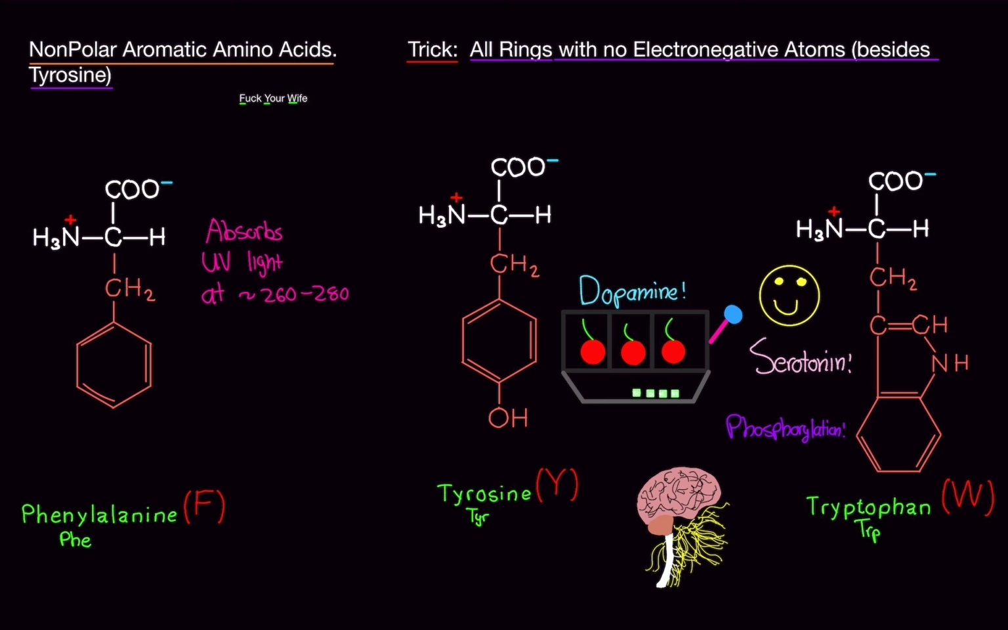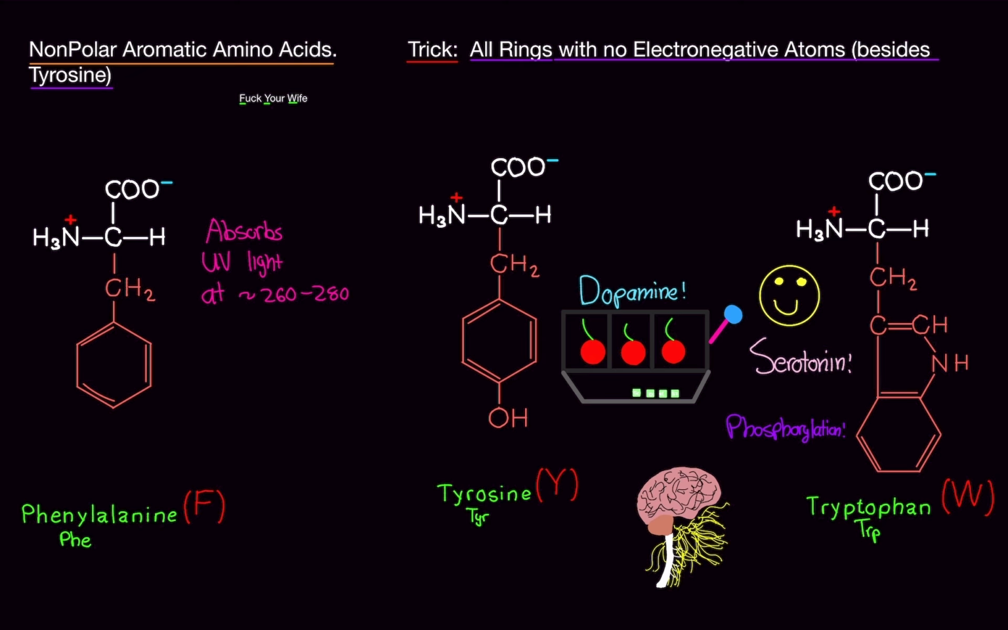What's interesting is there's only a CH2 and a benzene ring. It absorbs UV light at 260 to 280, so we can easily detect it. That's basically it. Now, tyrosine is the exact same thing, but with an OH group at the very bottom. This is the precursor to dopamine.